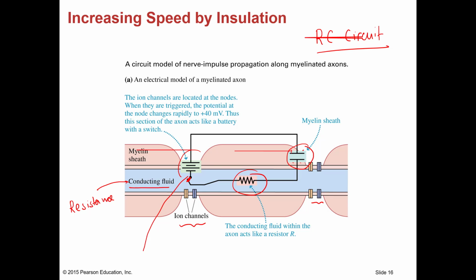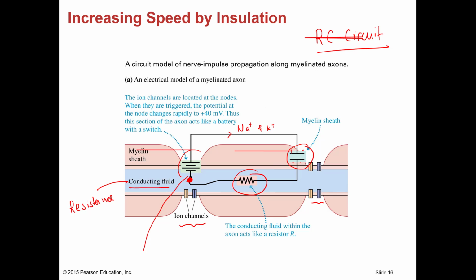Whenever this switch closes, there is flow of current. In this case, the flow of current is the flow of sodium ions and potassium ions through this circuit. This is just a model. There is no actual circuit in the axon. That's just the modeling of this part.